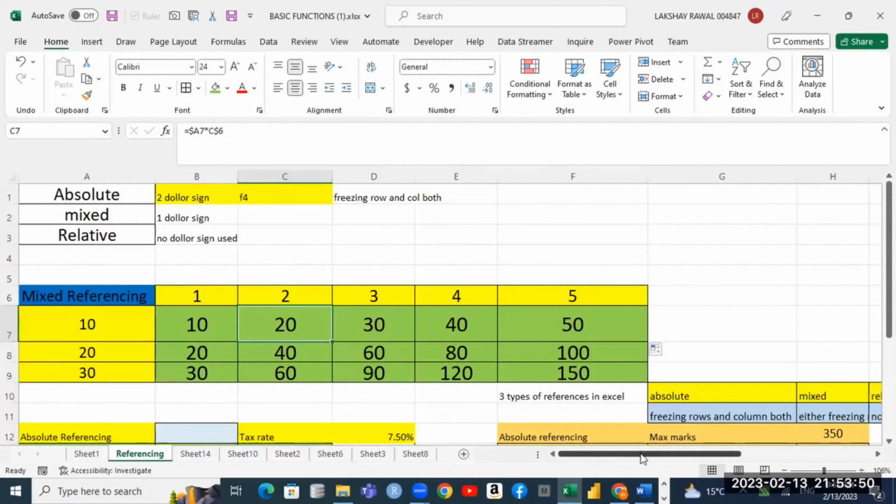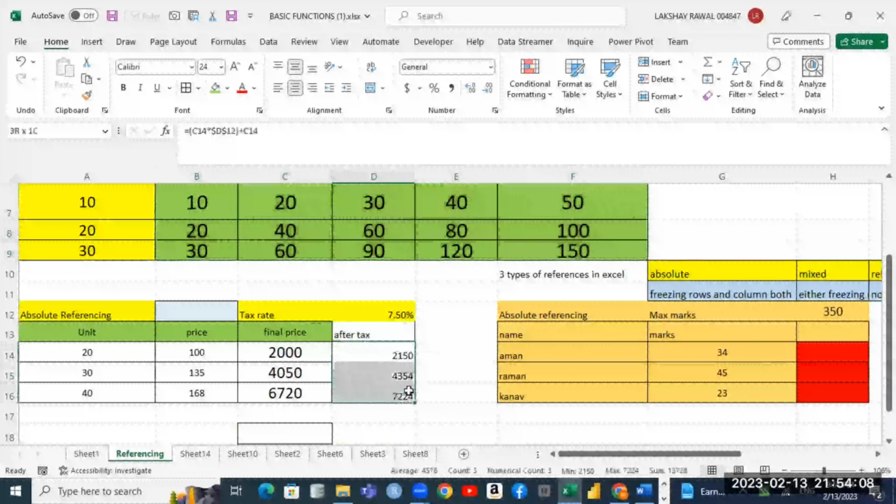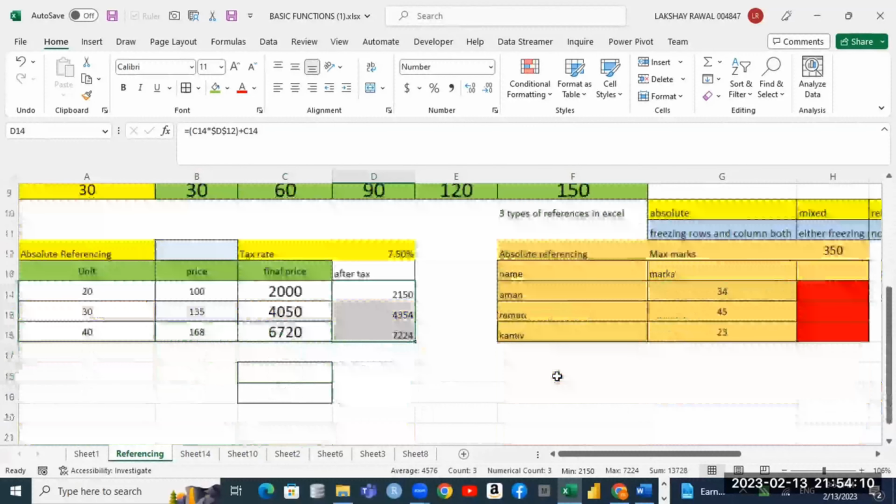So this was the example of mixed referencing. Generally, we use only two methods, either absolute or relative. Sometimes we do not put a dollar and sometimes we put a dollar in front of all. Mixed is used very rarely. Generally, we put it like this: this is required and a non-dollar.